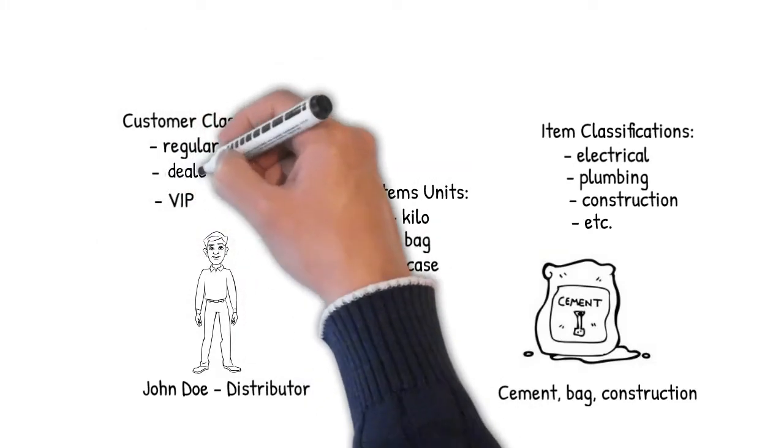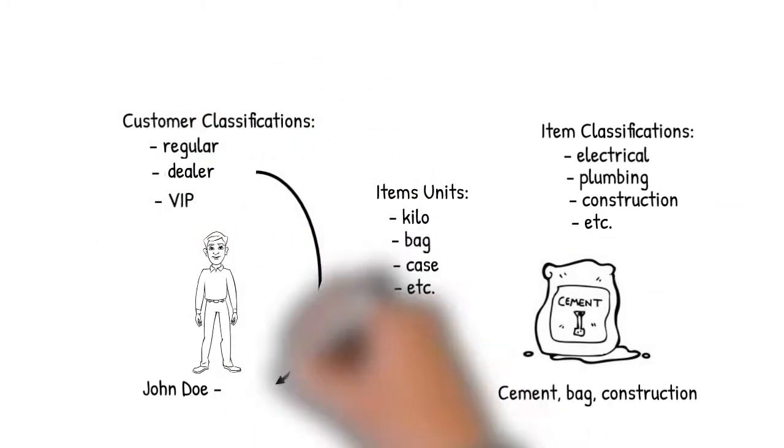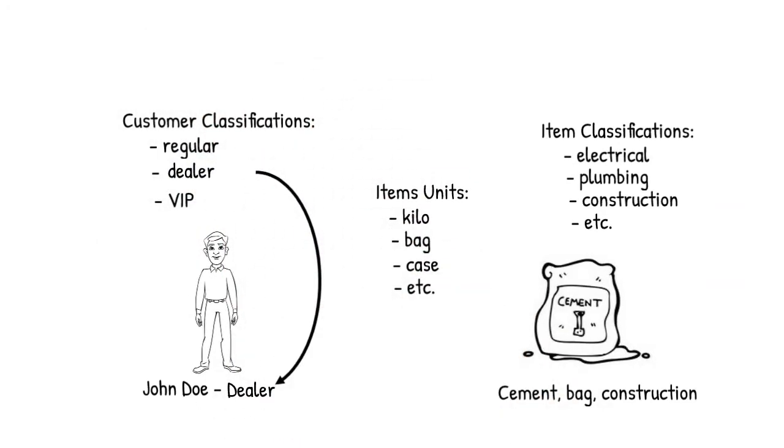When you change, for example, distributors to dealers, all customers under distributor classification are changed to dealer classification in just one action in the reference files.